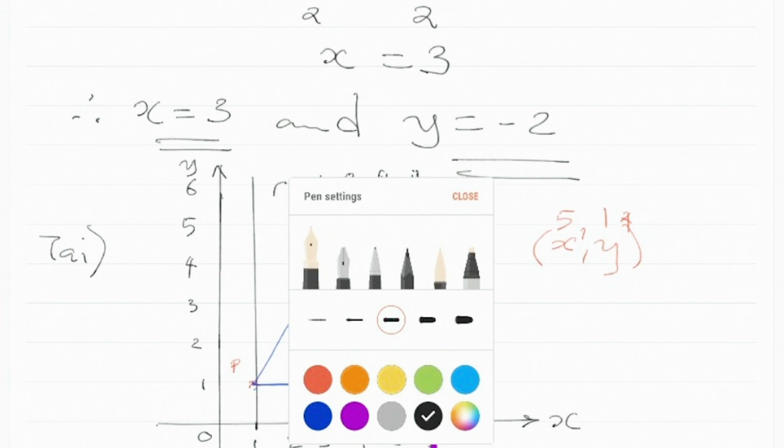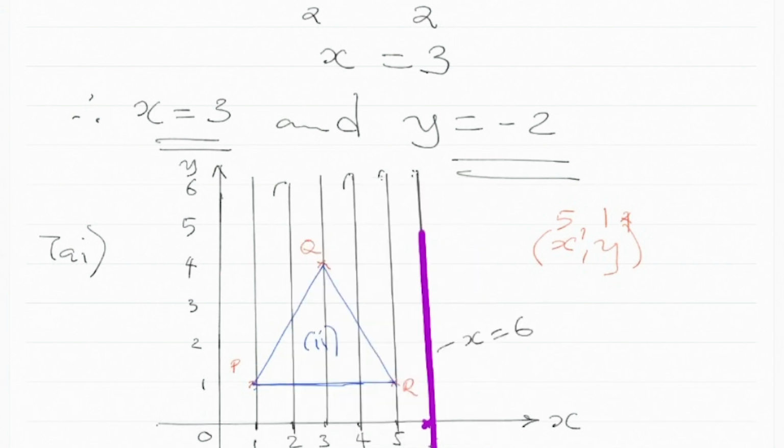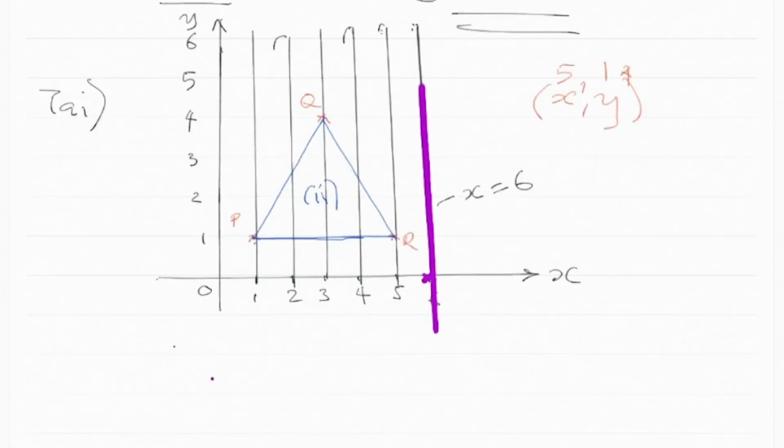And that is the summary of that question. So we move on to question number 7B.